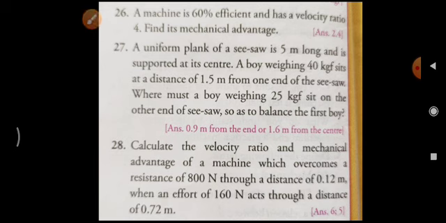The next one, number 28. Calculate the velocity ratio and mechanical advantage of a machine which overcomes a resistance. Always keep in your mind that if it is given resistance, that means it becomes the load. So the load is given as 800 Newton, moving through a distance of 0.12 meter, and the effort of 160 Newton, that is E equal to 160 Newton, acts through a distance of 0.72 meter.